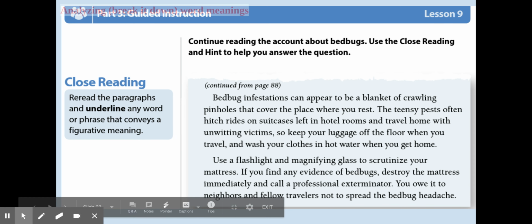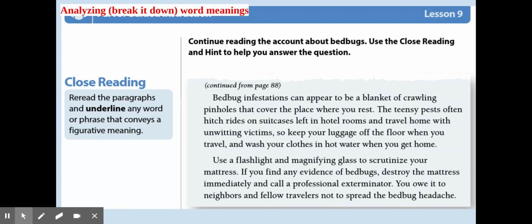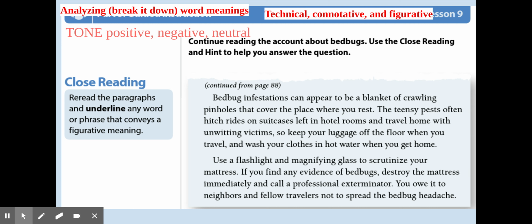The very first thing we want to do at the top of our page is write analyzing word meanings. Analyze means to break it down or break it apart. And when we're analyzing word meanings, we're looking for three things to see if it's technical, connotative, or figurative. And we do that by also figuring out if the tone is positive, negative, or neutral. And from there, we can take it a step further and see if it's a strong or weak tone behind it as well.